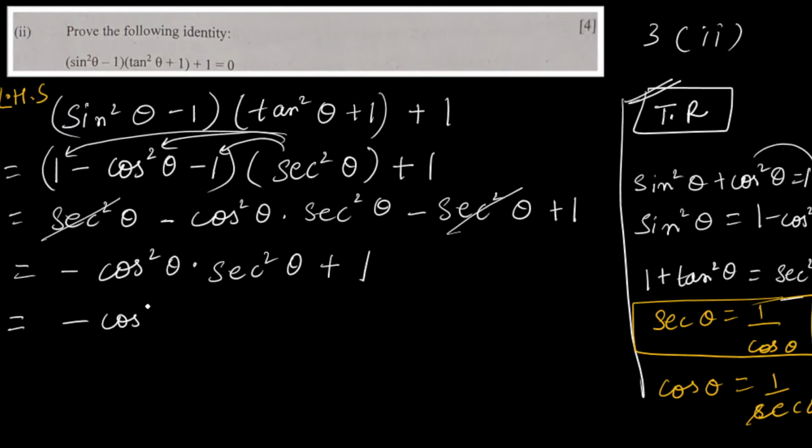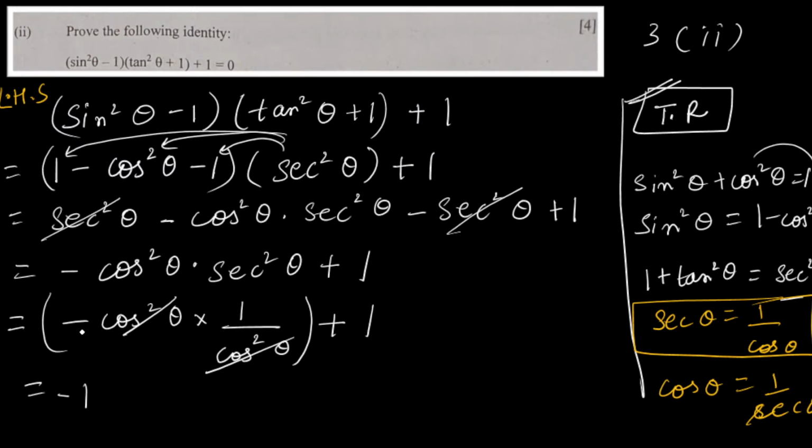So minus cos²θ I am going to write as it is, into sec²θ, which we can write as 1 by cos²θ, because secant is equal to 1 by cos. Because of this square, here also the square will come. Now cos²θ, because these terms are getting multiplied, will get cancelled. So I am left with minus 1 plus 1, which again gives us 0, which is equal to the right hand side. So hence proved. You can see the right hand side is also 0.